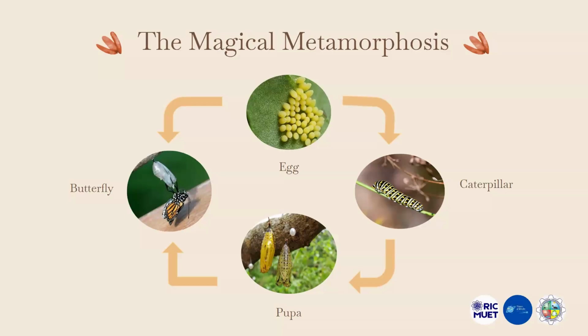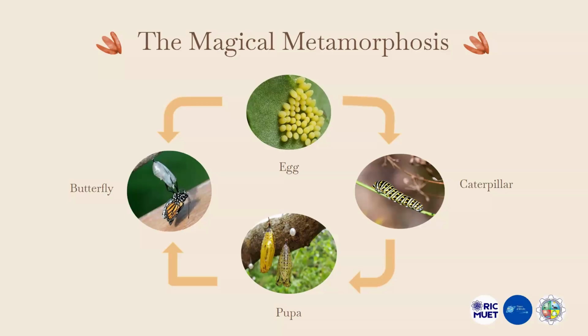In the pupa stage, it forms a protective casing known as a chrysalis or cocoon around itself. Inside this casing, a remarkable transformation takes place. The caterpillar's body undergoes a complete reorganization, and the adult butterfly begins to form.